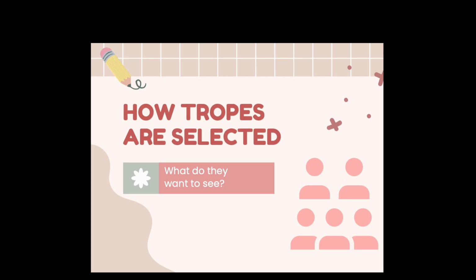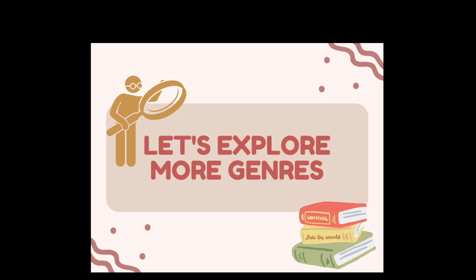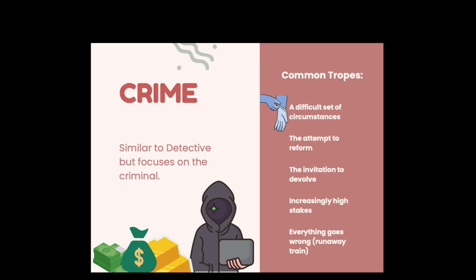With that information in hand regarding target audiences, let's go ahead and explore more genres and their relations to specific tropes. A genre that is related to a previous genre we just reviewed, detective, is the crime genre. This is oftentimes developed around a situation in which, of course, a crime has occurred, but focused on the events from the angle of the criminal themselves.